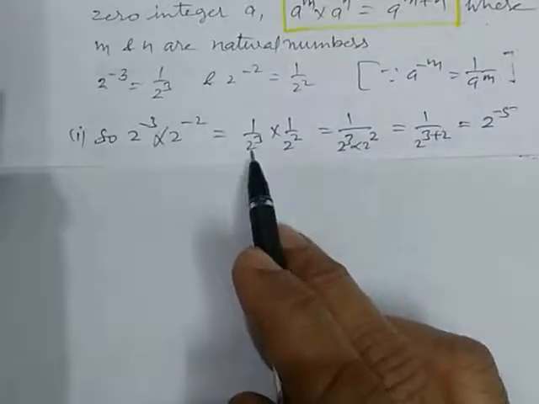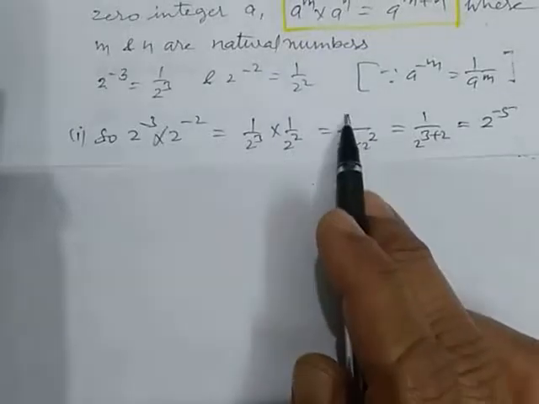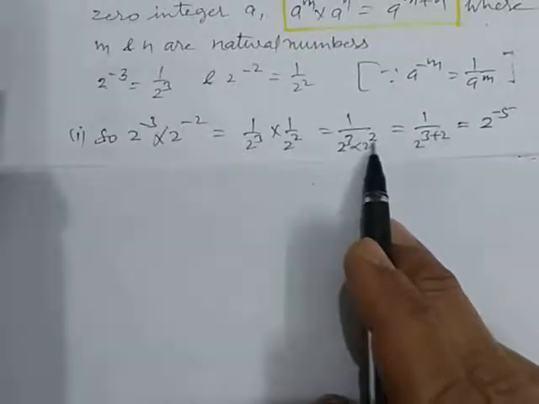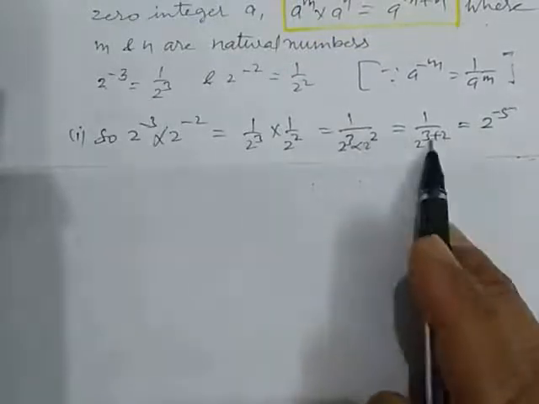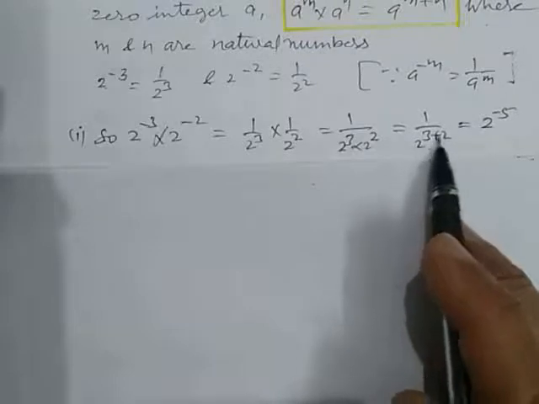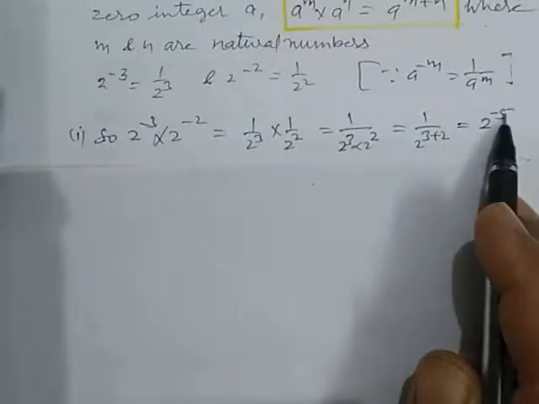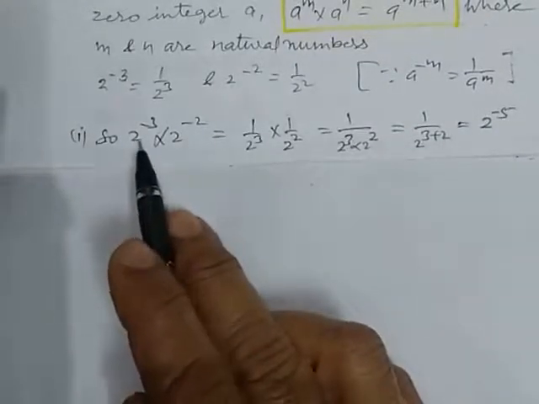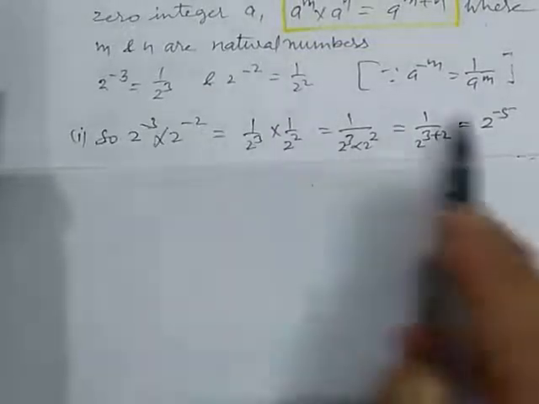So we get 1 upon 2 raised to the power 3 into 1 upon 2 raised to the power 2. By multiplying, we get 1 upon 2 raised to the power 3 and 2 raised to the power 2. Because the base is same, the powers are adding. 1 upon 2 raised to the power 3 plus 2, that is 1 upon 2 raised to the power 5. So by bringing it to the top, this becomes 2 raised to the power minus 5. And we know here, when the bases are same, the powers are adding. So minus 3 and minus 2, minus 5.